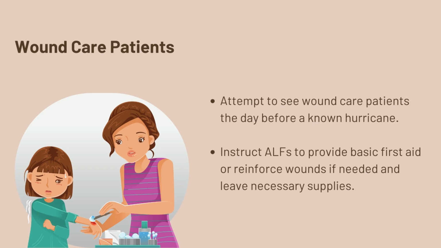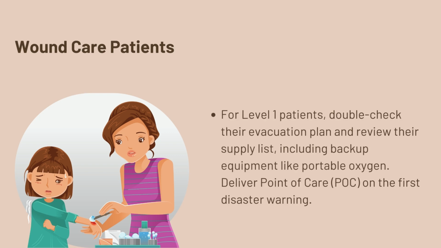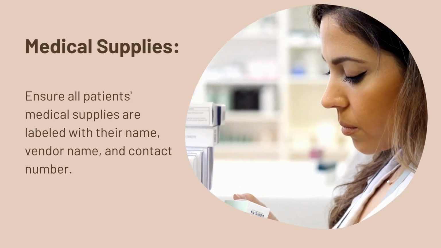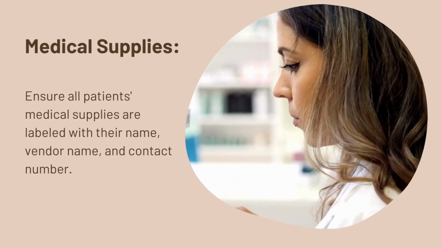Wound care patients: attempt to see wound care patients the day before a known hurricane. Instruct ALFs to provide basic first aid or reinforce wounds if needed and leave necessary supplies. For level 1 patients, double check their evacuation plan and review supply list, including backup equipment like portable oxygen, delivered at point of care on the first disaster warning. Ensure all patients' medical supplies are labeled with their name, vendor name, and contact number.